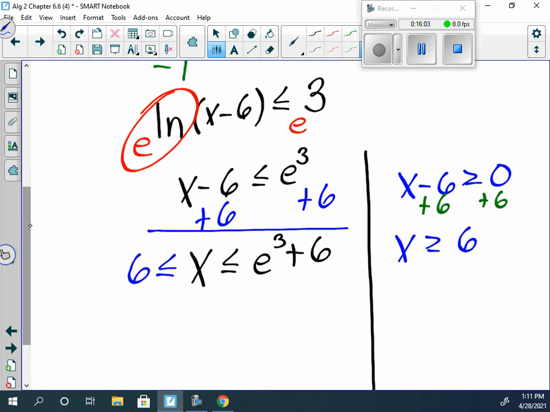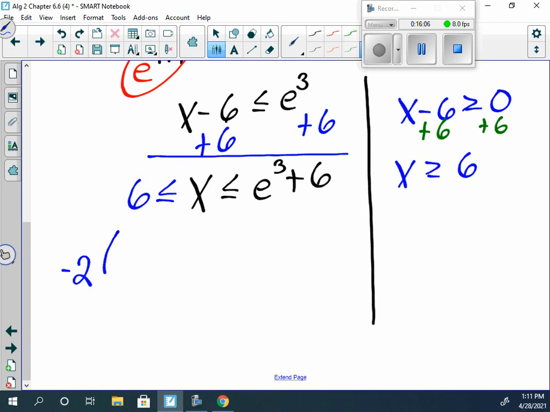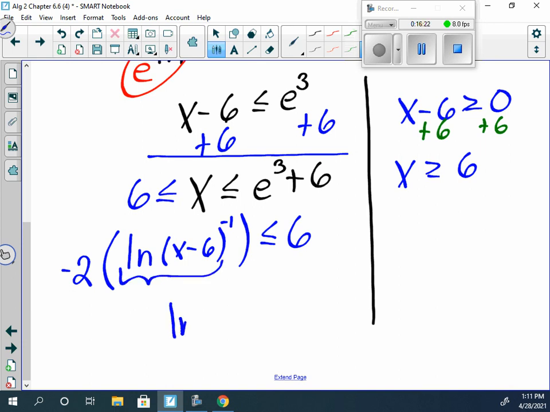We have this here for our equation, -2 times ln of x minus 6 to the -1 is less than or equal to 6, yes? In the calculator, we're not going to type the whole thing in. Let's type in this part. So let's see what ln of 6 minus 6 is. Right, it is an error.